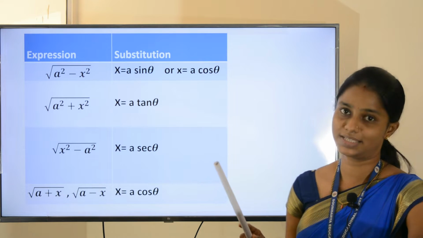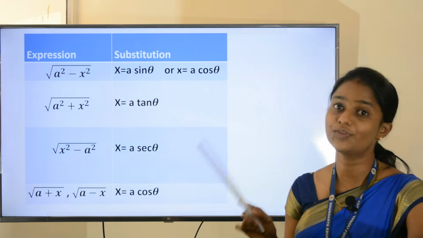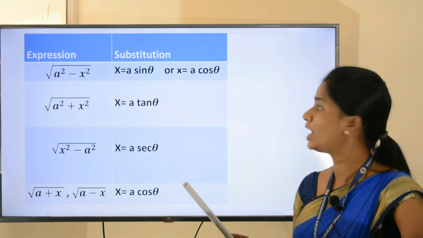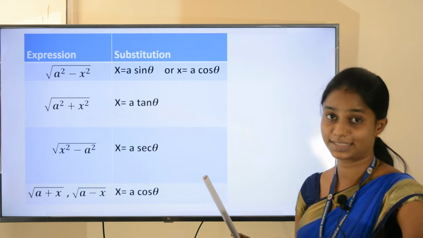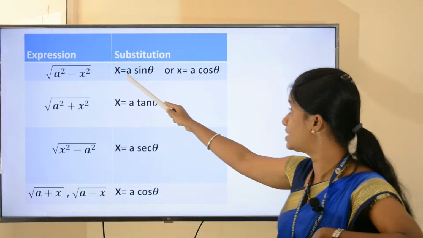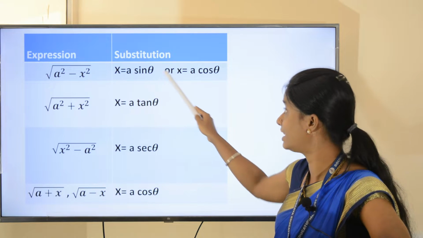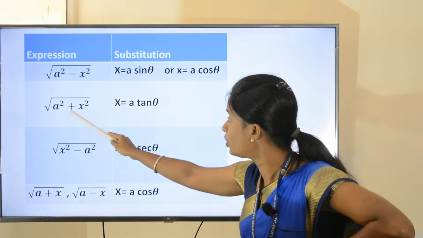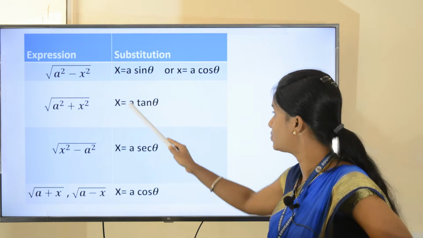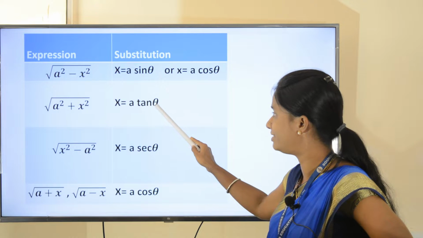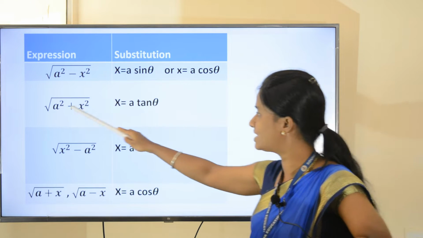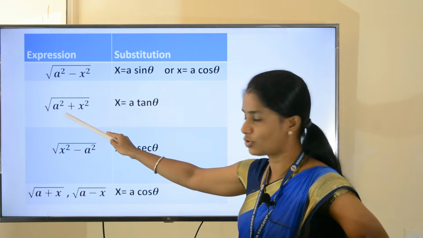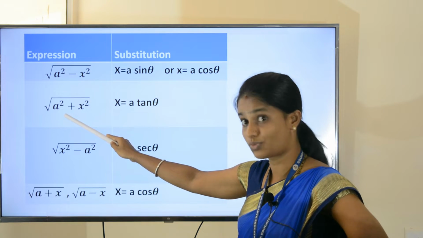So which substitution will be suitable for which expression? First one is square root of a square minus x square. Its substitution will be, students, x is equal to a sin theta or x is equal to a cos theta. And square root of a square plus x square, substitution is x is equal to a tan theta. I'll just replace a with 1, student. So what will happen? Square root of 1 square can also be written as 1 only.